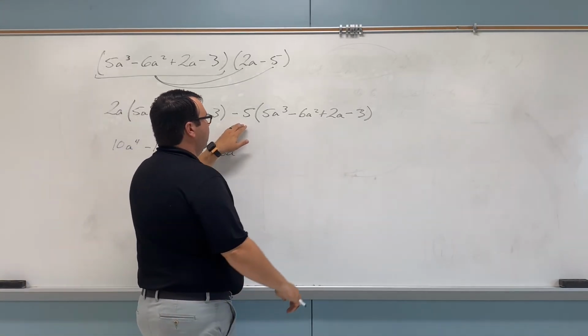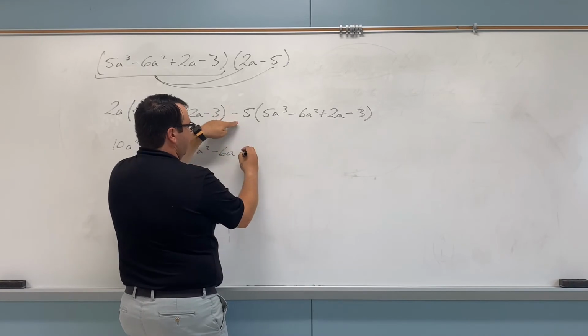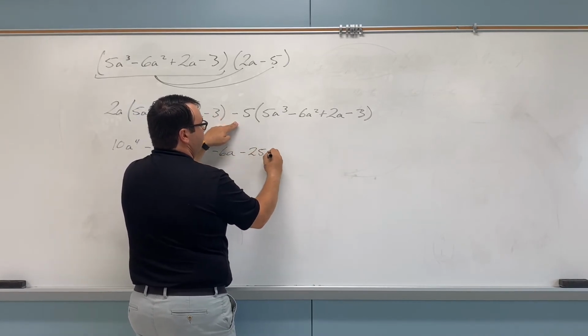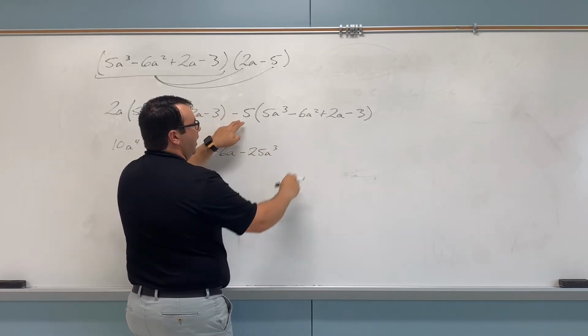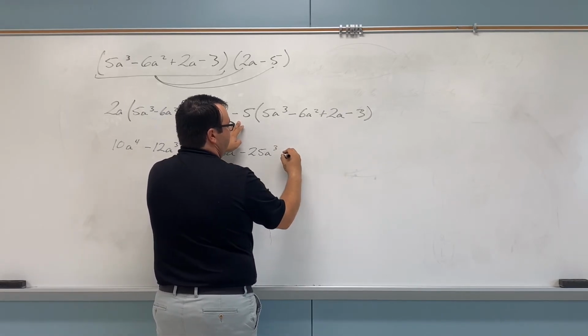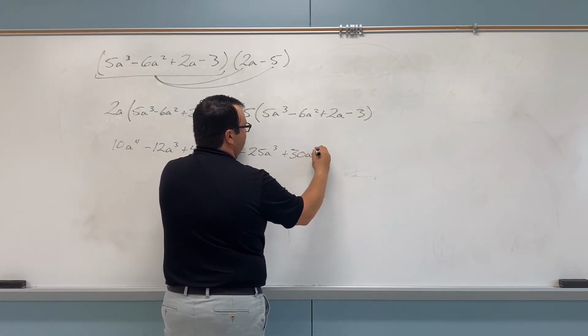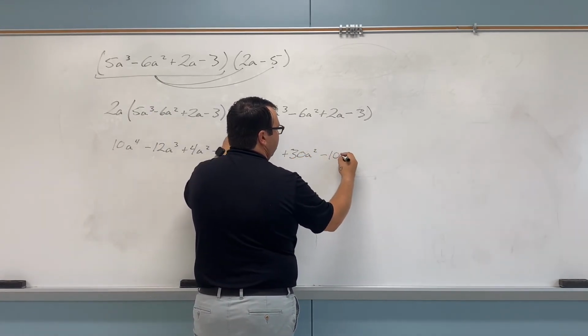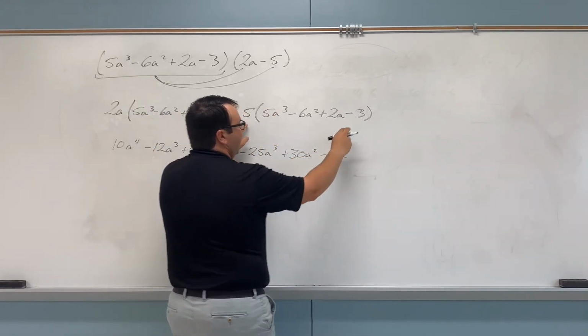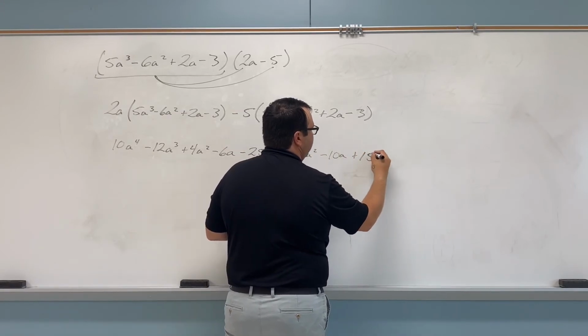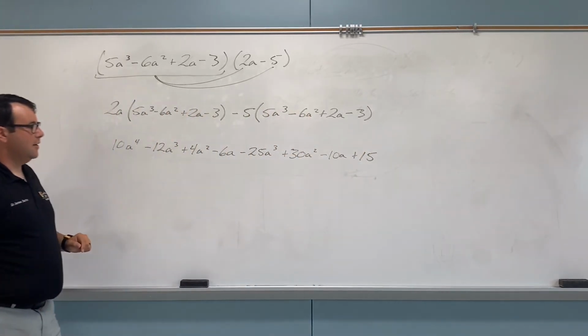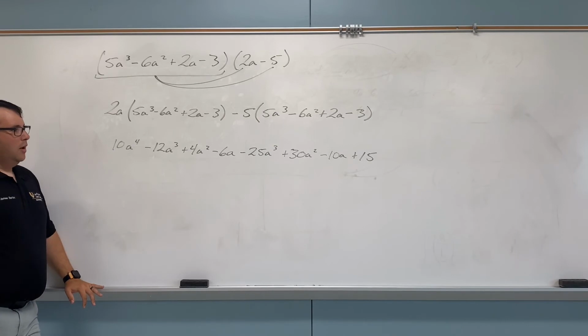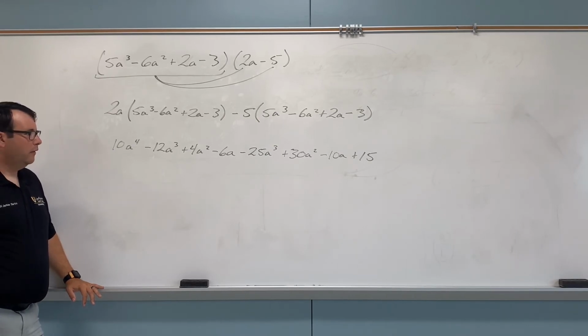Moving over to my next distribution, I have negative 5 times 5 is negative 25. That's a cubed. Negative 5 times 6a squared is a positive 30a squared. Negative 5 times 2a is negative 10a. And negative 5 times negative 3 is a positive 15. Whew, we got a lot of terms there. So many terms.